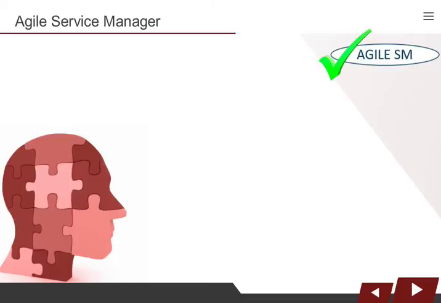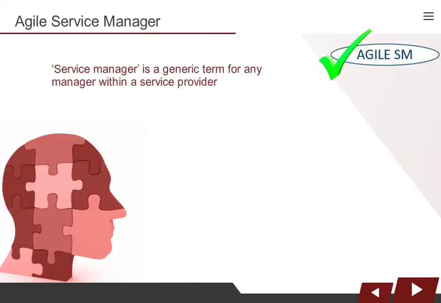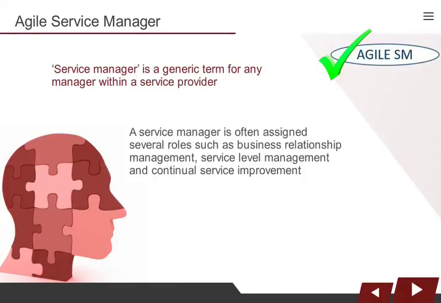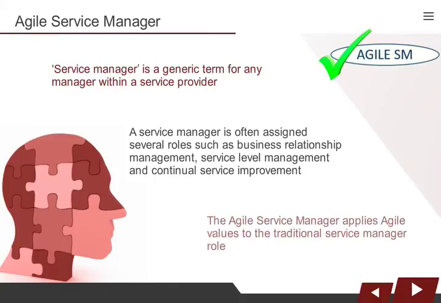Our final role to study is the Agile Service Manager. Service Manager is a generic term for any manager within a service provider. The term is commonly used to refer to a business relationship manager, a process manager, or a senior manager with responsibility for IT services overall. A service manager is often assigned several roles, such as business relationship management, service level management, and continual service improvement. The role of the Agile Service Manager applies Agile values to the traditional Service Manager role.